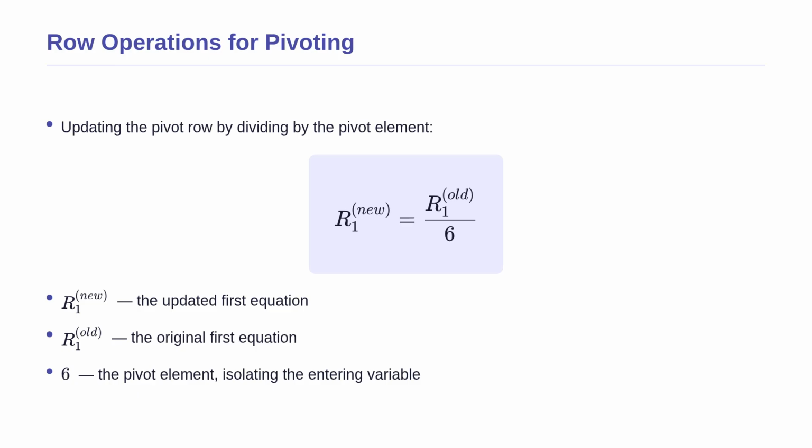Conceptually, this comes from the need to isolate our entering variable so it has a coefficient of exactly 1, just like solving simultaneous equations. The symbol R1 new represents our updated equation, while R1 old is the original constraint equation. The number 6 here represents our pivot element, which is the specific number intersecting our entering and leaving variables.